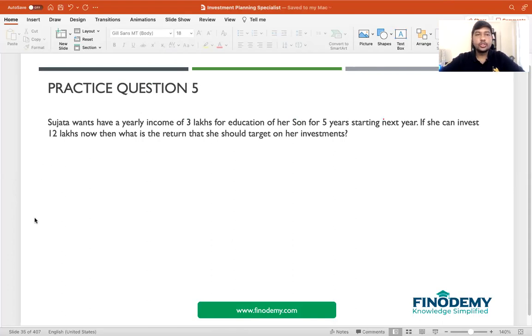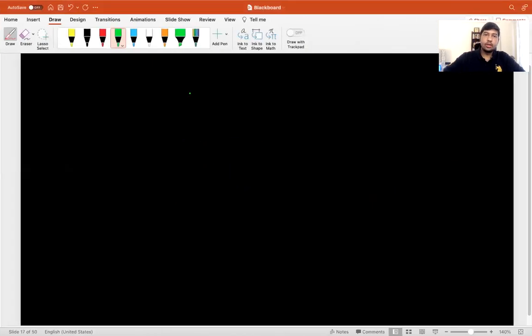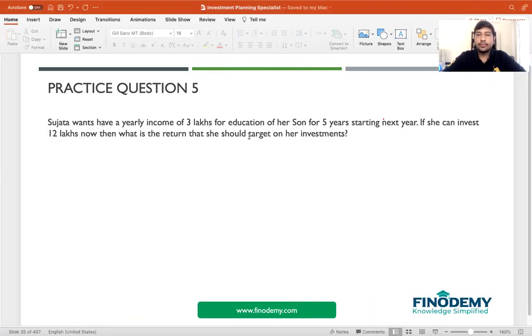Sujata wants to have a yearly income of 3 lakhs for education of her son for 5 years starting next year. If she can invest 12 lakhs now, then what is the return that she should target on her investments? Okay, this is what you need to calculate. All right, so let us do this again together. If she wants the money starting next year, so 3 lakh is the cash flow required next year.